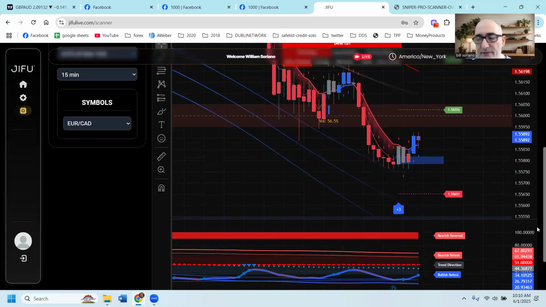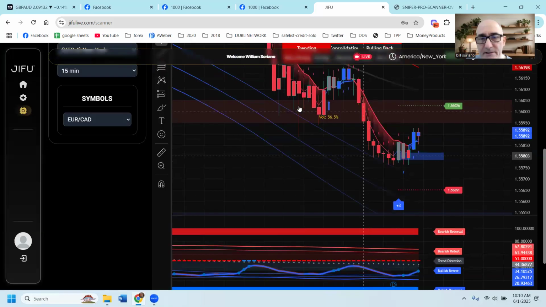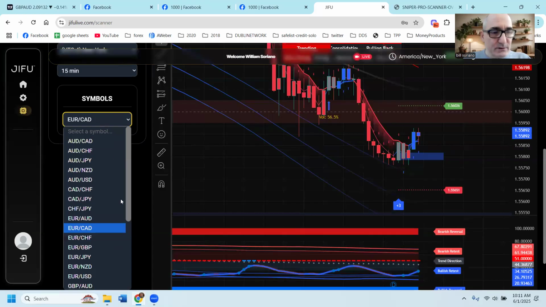Okay, so this is one, because price doesn't get back inside of this second volatility band line, I really don't even want to look at it. Now the indicator, the scorecard will show up as long as price did get inside that first line. But I like to see price inside the second one. Okay, let's look at another one here.